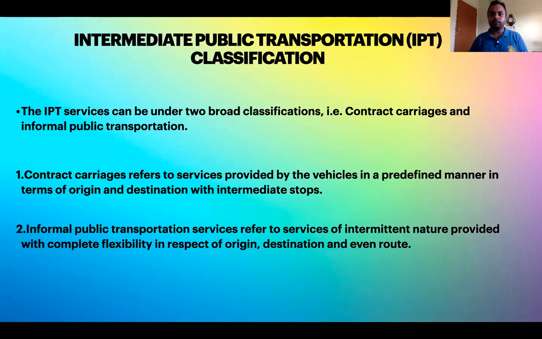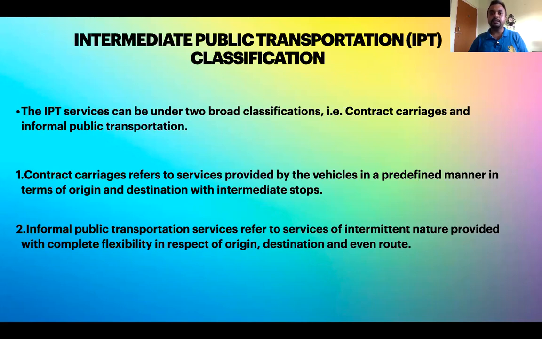This intermediate public transportation is classified into two categories. One is contract carriages and the other is the informal public transportation system. So what are contract carriages? Contract carriages are systems that move in an order. They have a proper origin, destination, and intermediate stops, like city buses do. In Silchar, as I said as an example, the autos have a proper origin. They start from a point, then they wait at the intermediate stops, and they reach their destination. From each stop to each stop, they have a designated fare. So you need to pay that fare, and you can use the auto rickshaw. That is contract carriages.